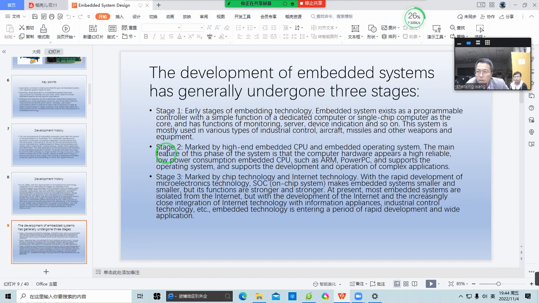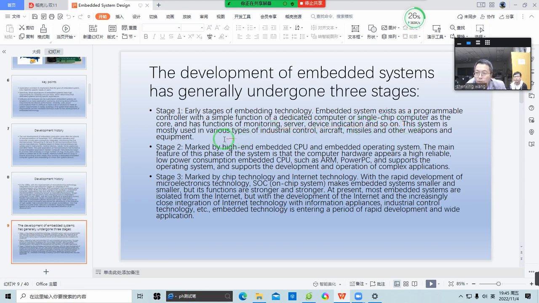The development of embedded systems has generally undergone three stages. The first stage is where the embedded system exists as a programmable controller with a simple function, with a dedicated computer or single-chip computer as the core, and has functions such as monitoring, servo, device indication, and so on.